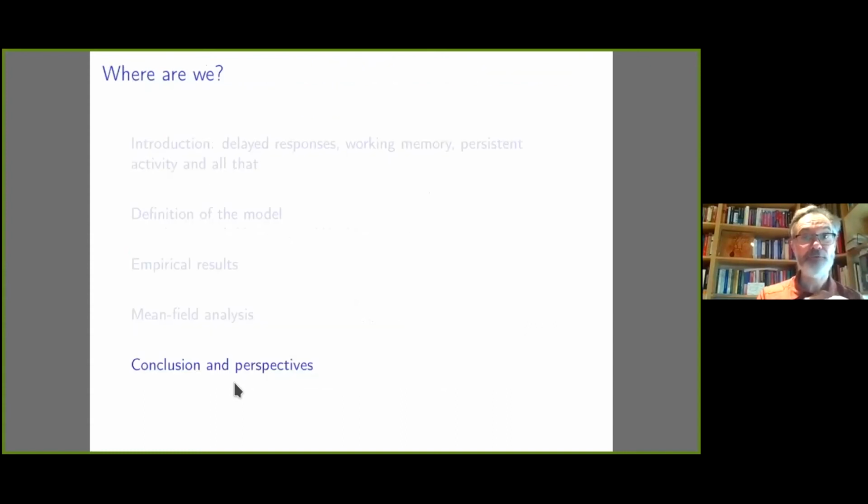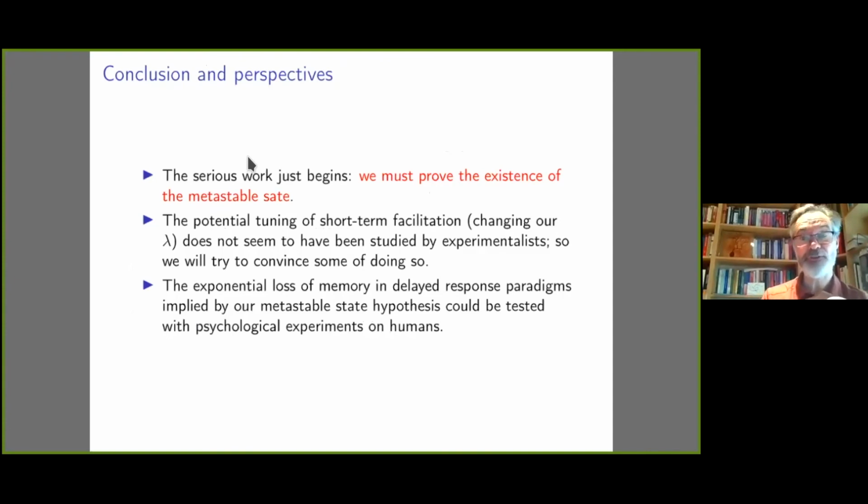So what do I conclude? First, we have to start working seriously because we must prove the existence of this metastable state. Then from a physiological viewpoint, since that's my real field of expertise, the model suggests that we could change the rate of a network by playing with the value of lambda. And to my knowledge, there have not been any studies of how the rate at which facilitation is lost could be measured experimentally.